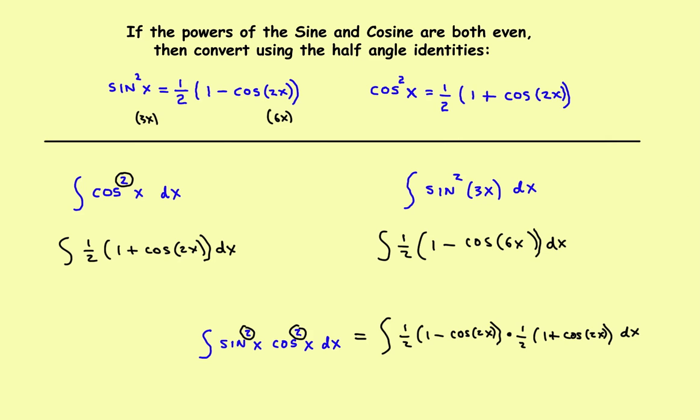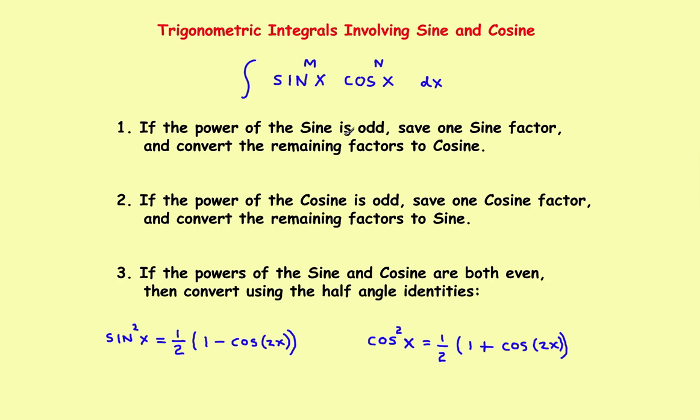So let's go back and take a quick look at the whole thing now. The idea is if the power of the sine is odd, do it using step 1. If the power of the cosine is odd, you do it using step 2. And by the way, if both powers are odd, you can use either step you want to. Then if the powers of the sine and cosine are even, do this.